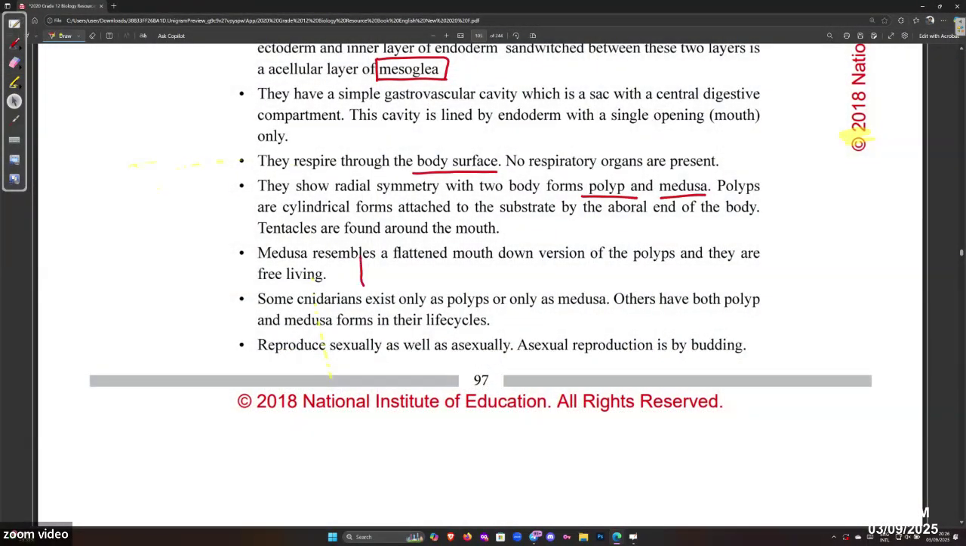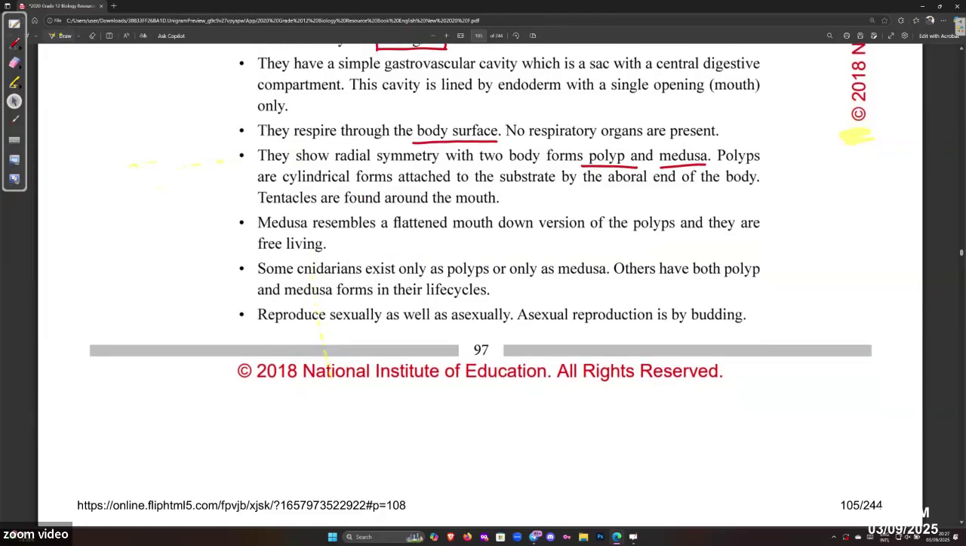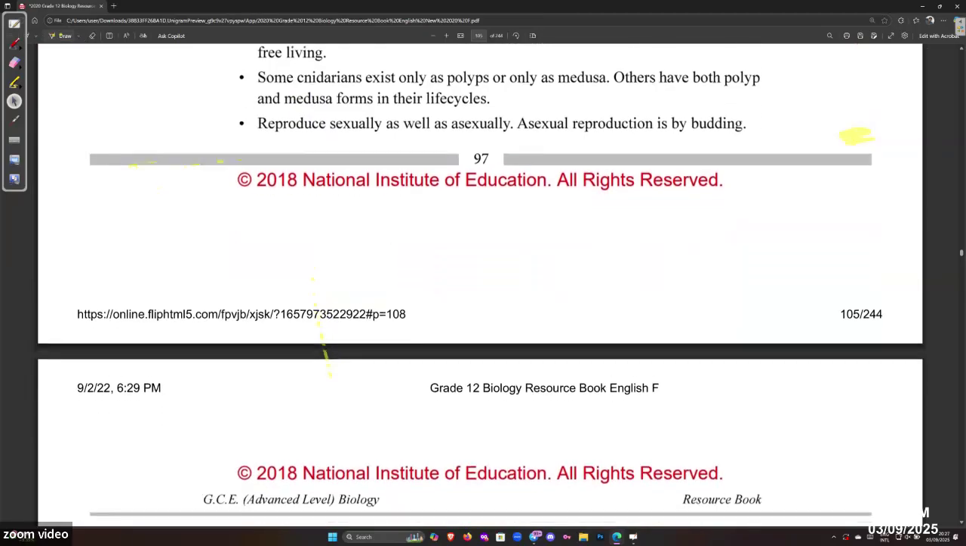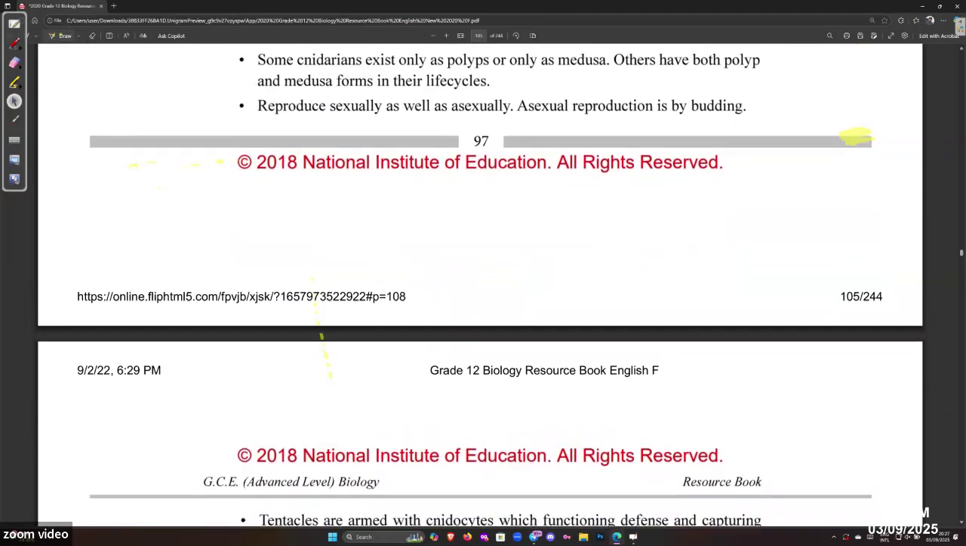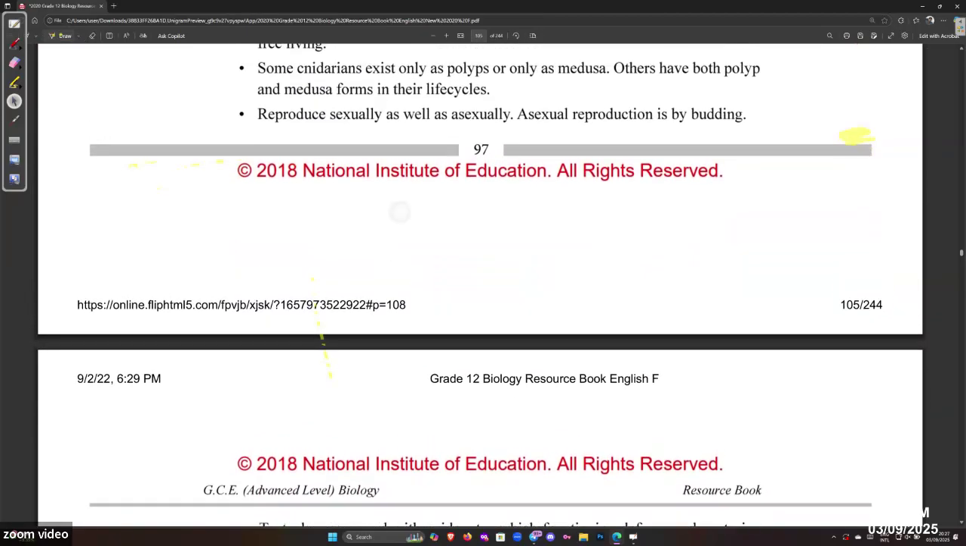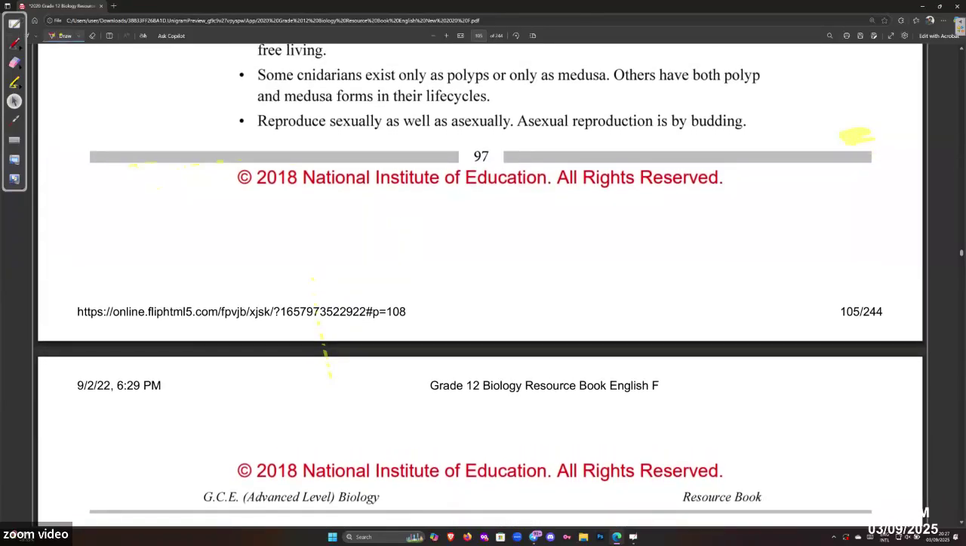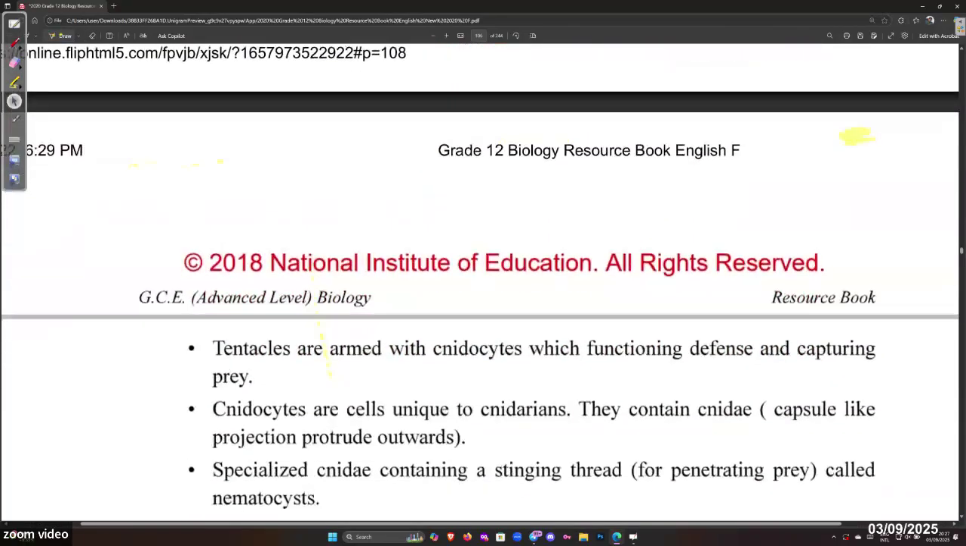Now, medusa resembles a flattened, mouth-down version. Some cnidarians exist only as polyps, some exist as medusae. So both forms are there. They reproduce sexually as well as asexually. Asexually by budding. That means tiny buds are going to grow out from the body. Right. Moving to next page.